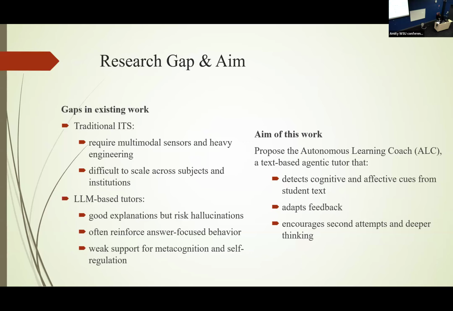LLM-based tutors that we already have are good for explanation, but they have a risk of hallucination. So there are lots of problems in traditional and LLM-based tutor systems. That's why we are motivated to build an agentic AI system. It helps us adapt the feedback, and it encourages a second attempt and deeper thinking.